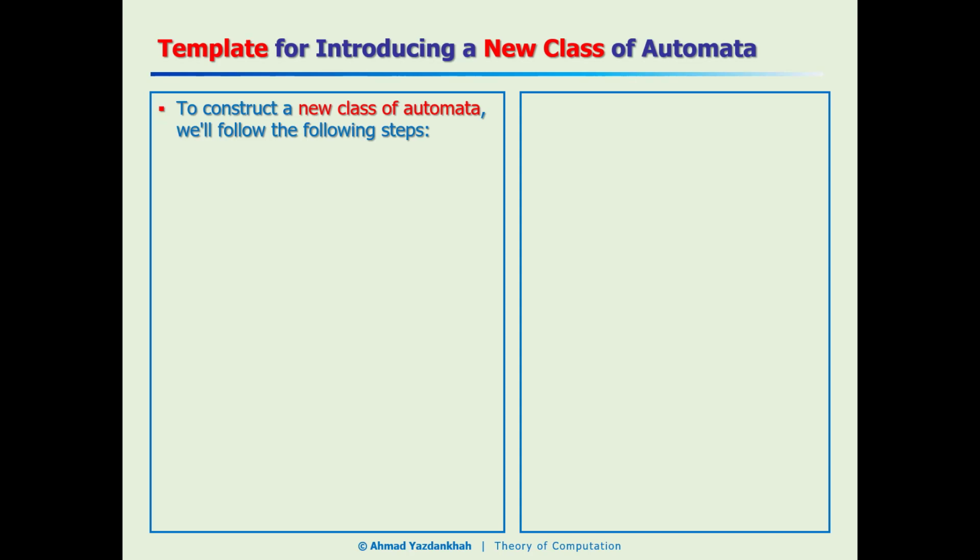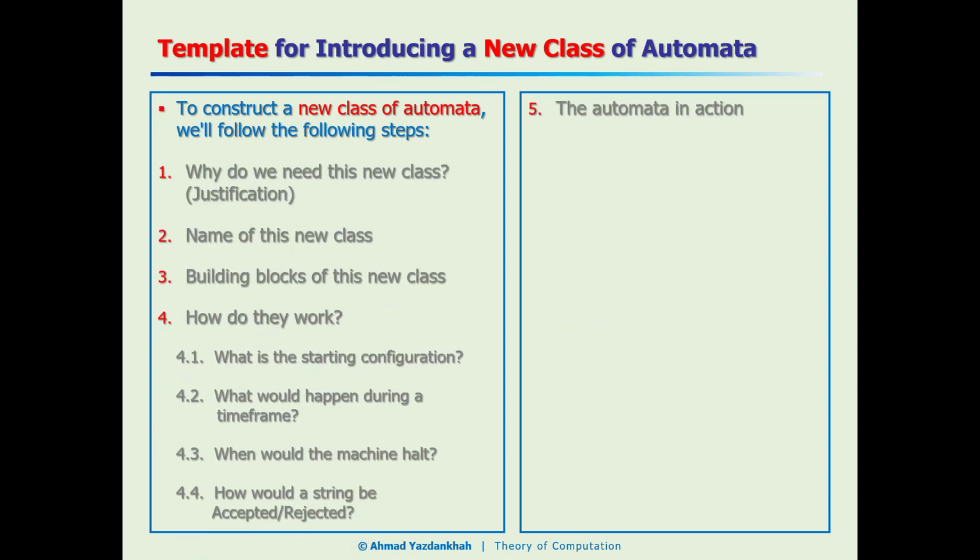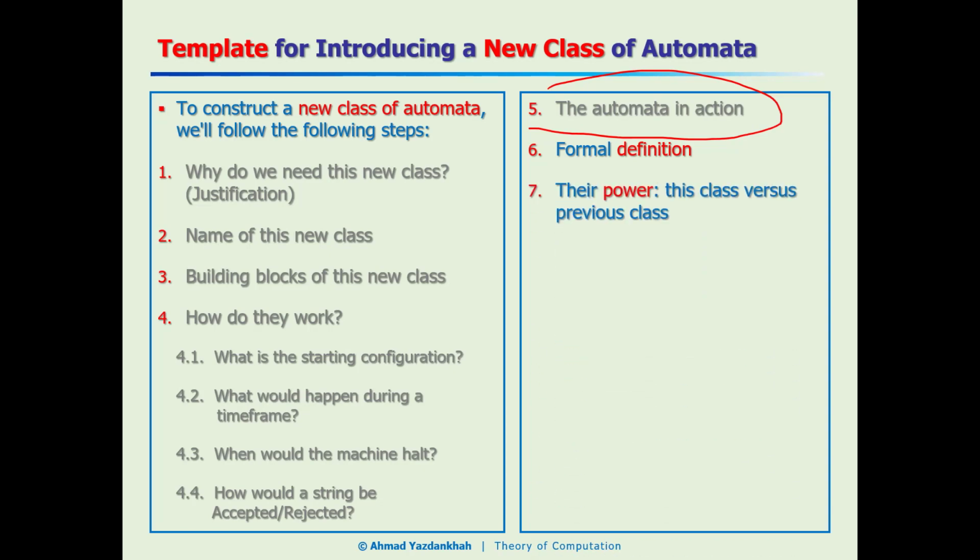Let's look at our template and let's see where we are and what materials are left for covering. Okay, we had 8 steps and so far we finished up to here. So the automata in action. All right, so we will have formal definitions and also we need to discuss the power and what would be the next step. So let's start with formal definition.